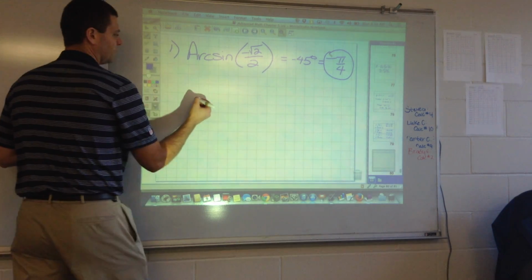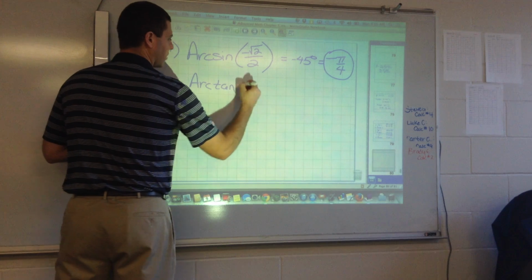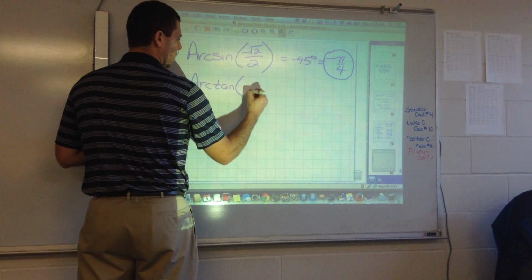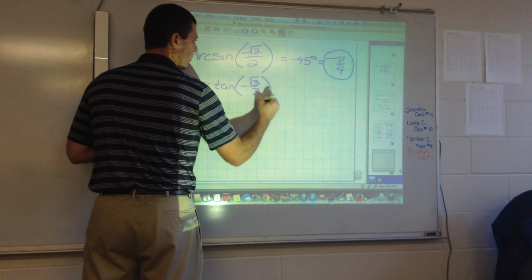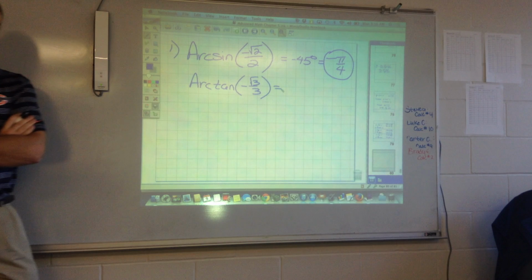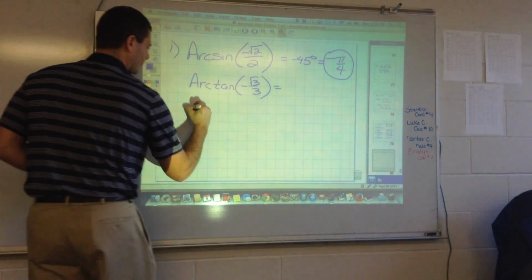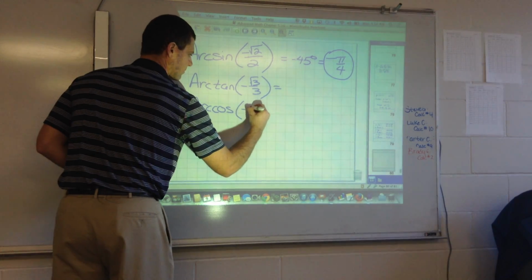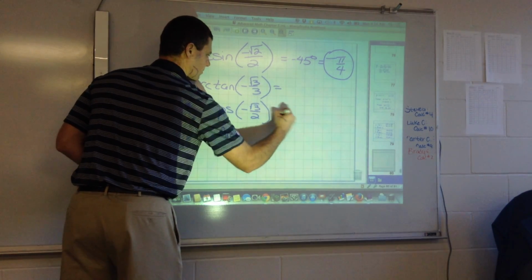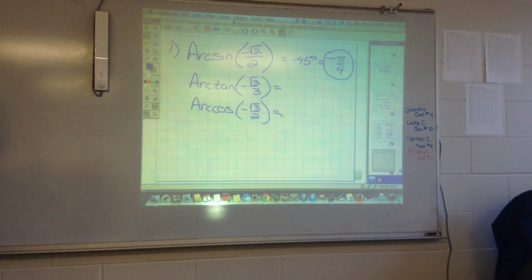I'll give you another one that's very similar to that. Let's go, arctangent of negative root 3 over 3. Arctangent of negative root 3 over 3. See if you can get those two answers. Check with the neighbors.